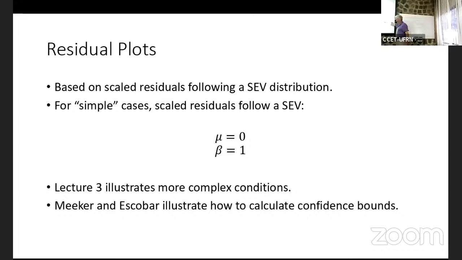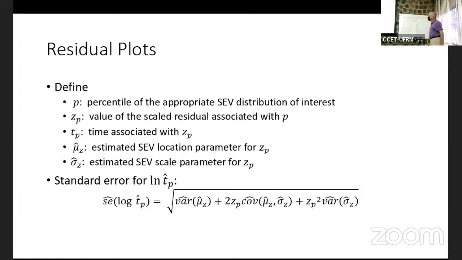I'm going to illustrate more complex conditions, and Meeker and Escobar in their book from '98 illustrate how to come up with confidence bounds. So I'll leave that. I'll show the formula, but I'm not going to get into details on that. Next slide, please.